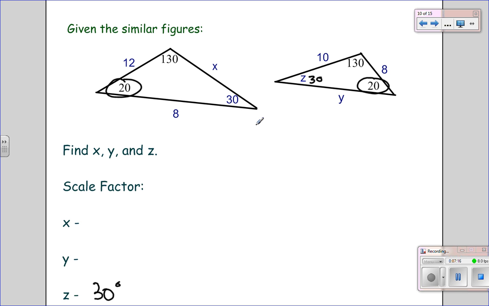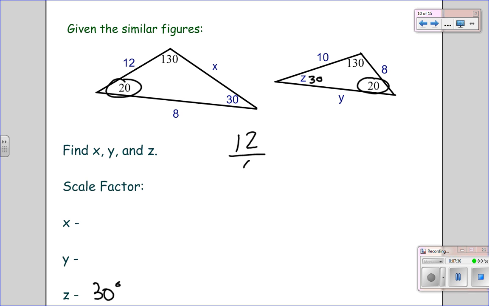Now, let's try to find, let's say X first. So if we start in this triangle, we have 12. Okay, we know that's the side we have. What side corresponds to 12 on this triangle? Well, the 8 does. So what we want to look for first is two corresponding sides that have actual numbers and not letters in them. So 12 and 8 fit that criteria.